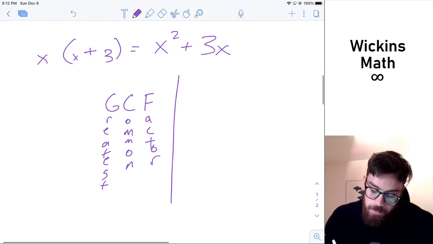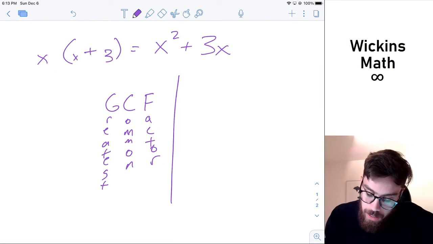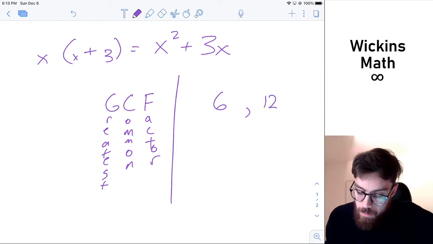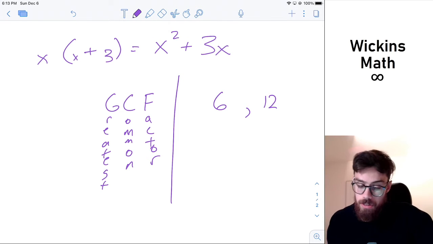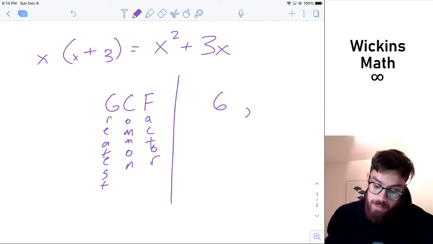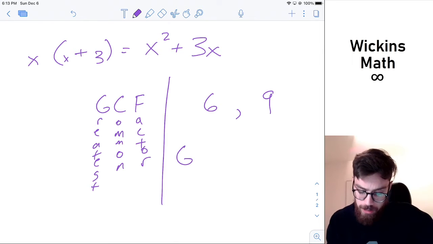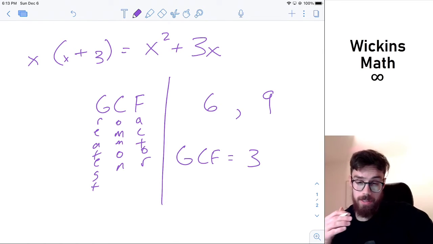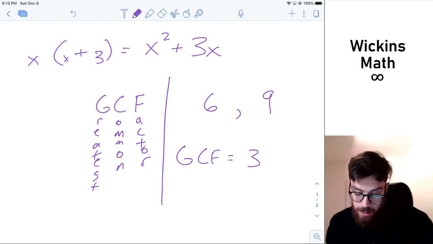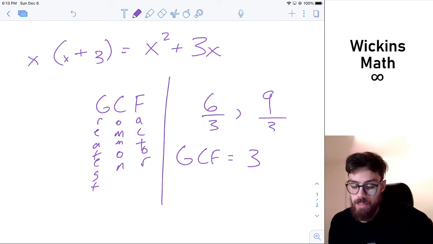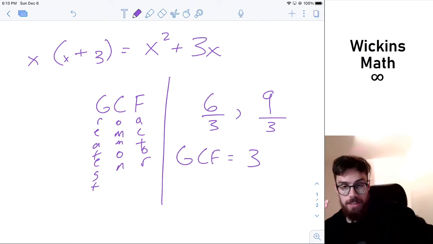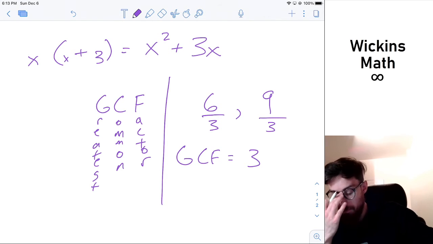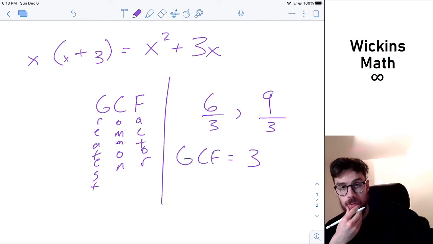Because if we had 6 and 12, the greatest common factor, you know what, let's say 6 and 9. The greatest common factor for both of those 2 things is 3, because 3 is the biggest thing that can divide 6. 6 can be divided by 3, and 3 is the biggest thing that can divide them both. The biggest one thing that's the same between the 2 of them, right?